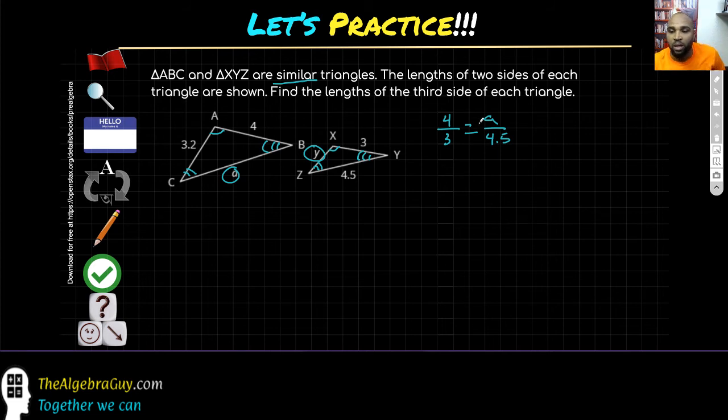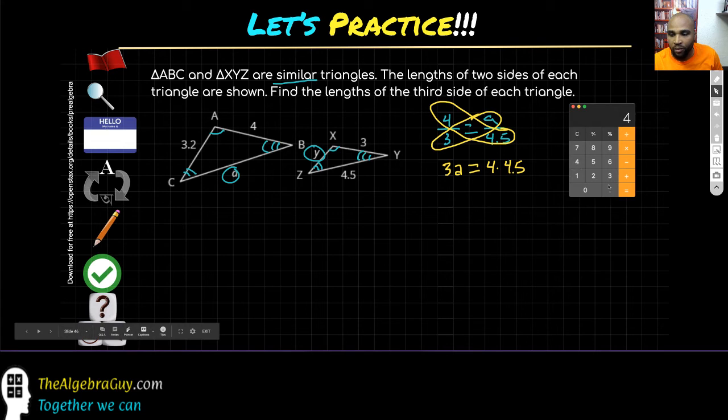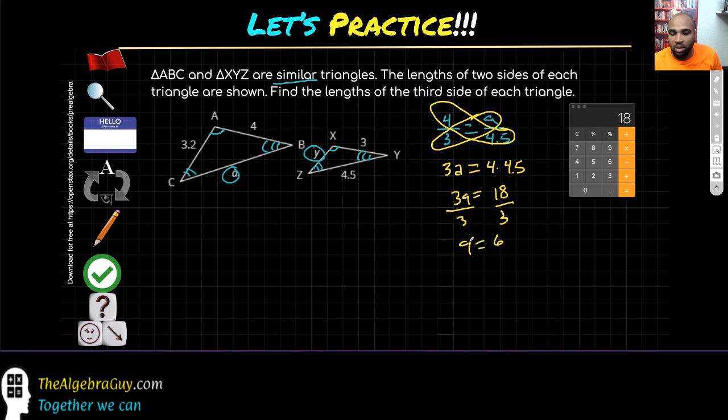Well, how's this going to help us? We can do what's called cross product and multiply 3 times A to get 3A and set that equal to the cross product of 4 times 4.5. So let's get our calculator out. 4 times 4.5 is 18. So divide by 3 on both sides, and you get 6. A equals 6. Did we answer our question?